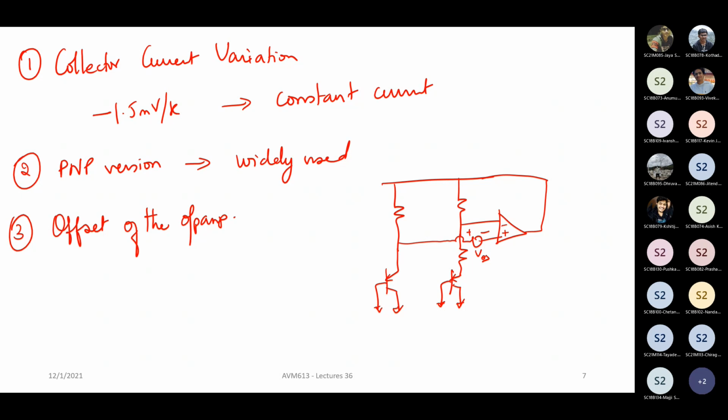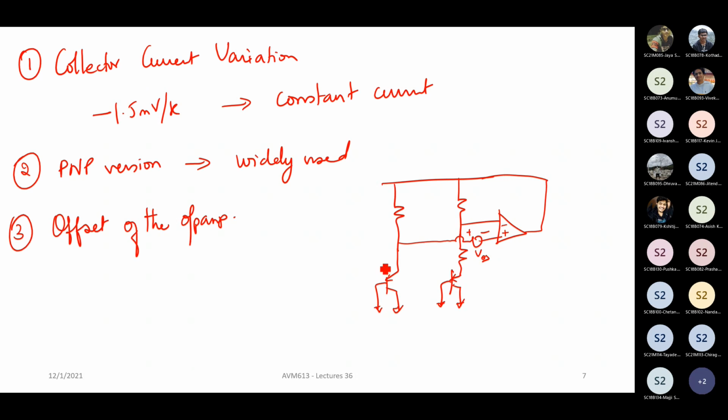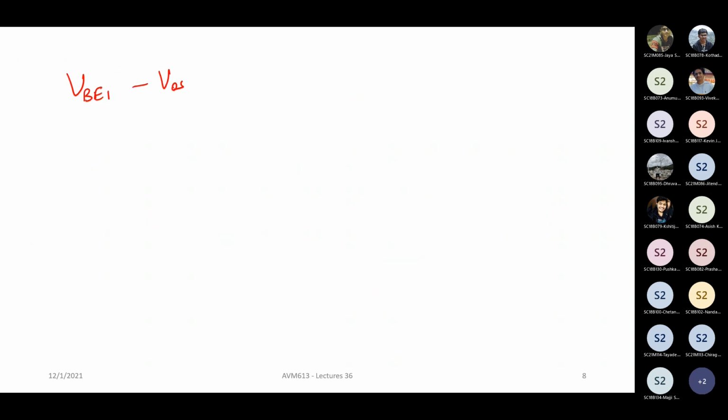We all know that every op amp that you design and fabricate will have some random offset. So instead of saying that VBE1 is equal to VBE2 plus I times R3, what is going to happen is VBE1 minus V offset, because of the way in which I have put the polarity of the offset in this particular case. It is VEB, basically the base emitter voltage. So VBE1 minus the V offset is now going to be equal to VBE2 plus R3 into I.